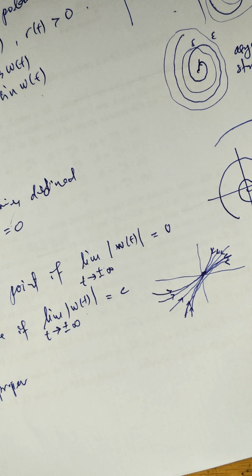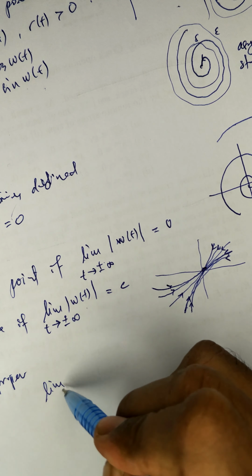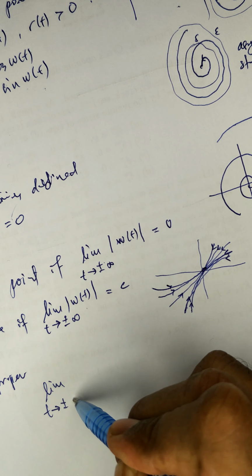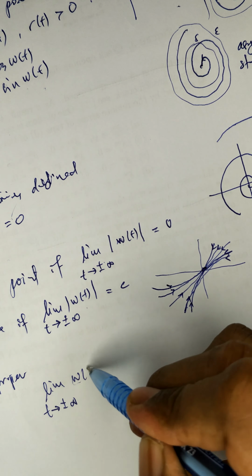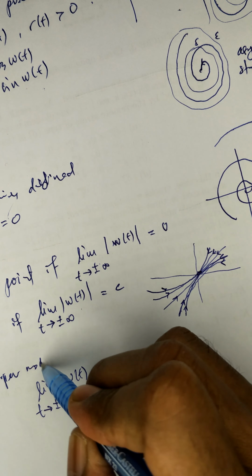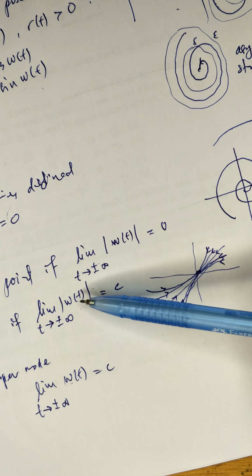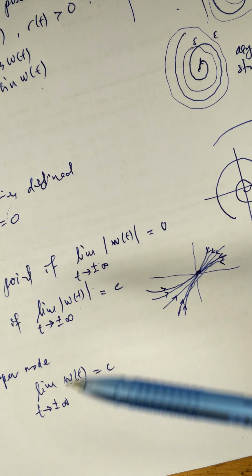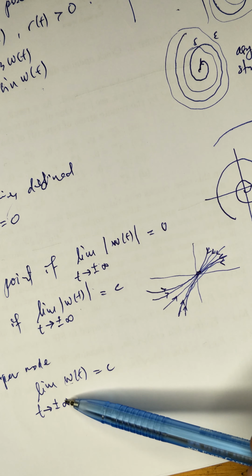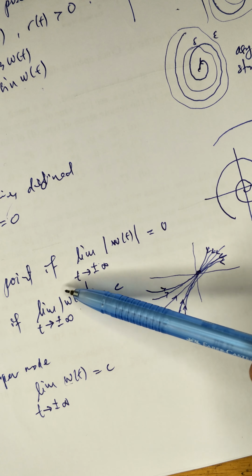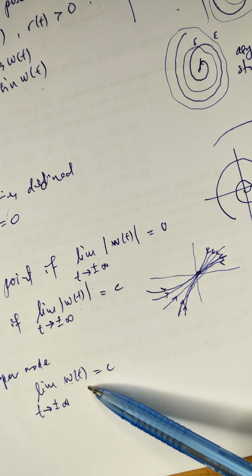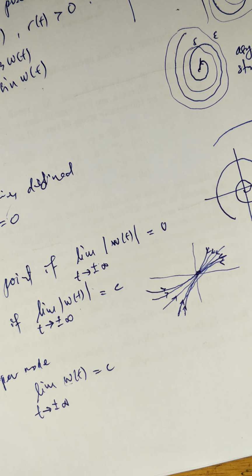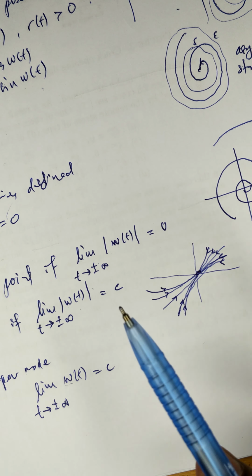So what is a proper node? If the limit as t goes to plus or minus infinity of W(t) equals c. So the difference between a node and a proper node: for a node we have the absolute value of W(t), whereas for a proper node we have it without the absolute value. So W could be negative.